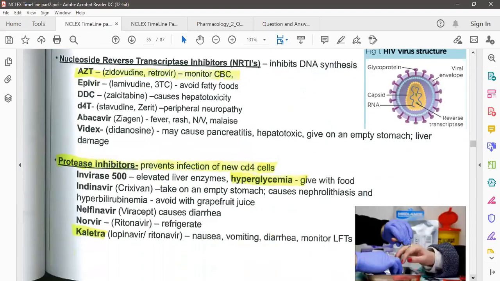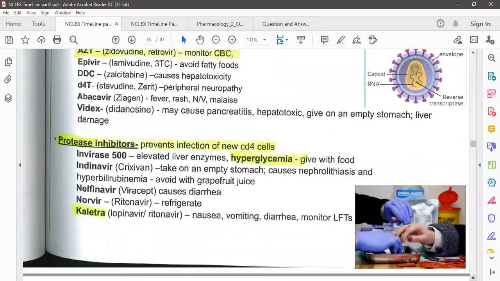damage. Other medication, it is protease inhibitor. So these groups of drugs inhibit the enzyme, protease enzyme, and prevent the infection of the new CD4 cell. The most common one we use is Viracept 500, but they elevate the liver enzyme, they can cause hyperglycemia. So the patient may need to take insulin, or if patient is diabetic, need to adjust the insulin doses. And also it is good to give with food.